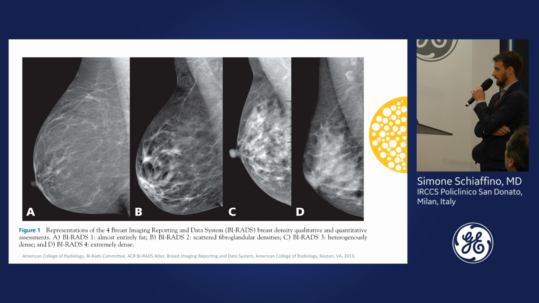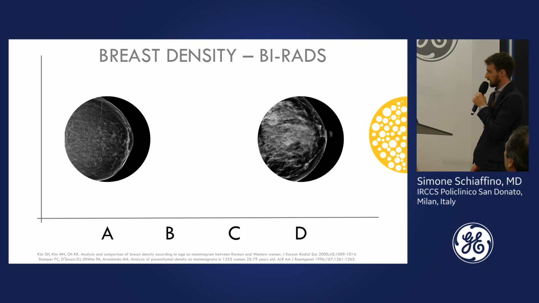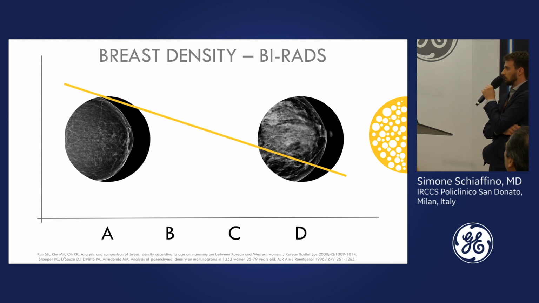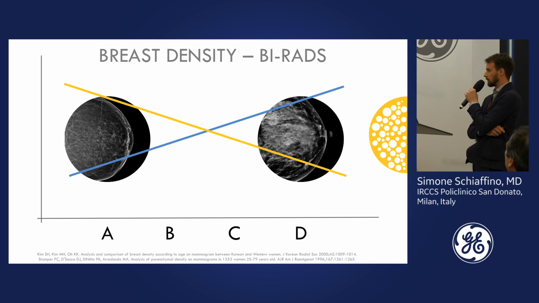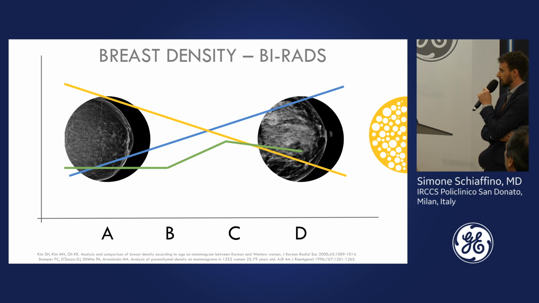In accord to the ECR classification, we have almost entirely fat breasts. That is the best friend of mammography, but we know that increasing the density, the performance of mammography goes down. As shown in this chart, increasing breast density lowers the performance of mammography, and the independent risk factor of breast cancer increases. And ultrasound shows its best performance in these breast densities, C and D.